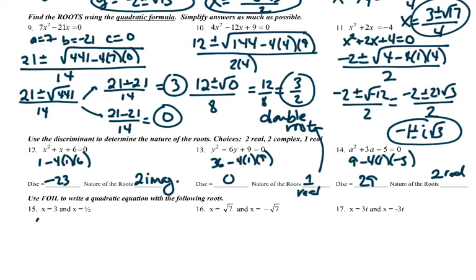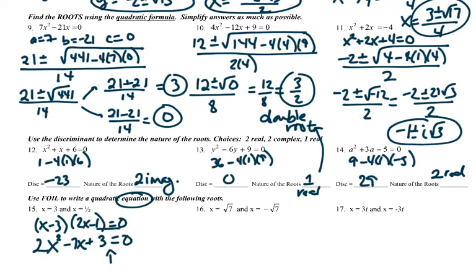When we give you the roots, we go backwards with FOIL to get the answers. I would take this factor as 2x minus 1. The big thing that people forget here is that it's an equation. So don't forget the equal sign in the equation. So that actually equals 0.